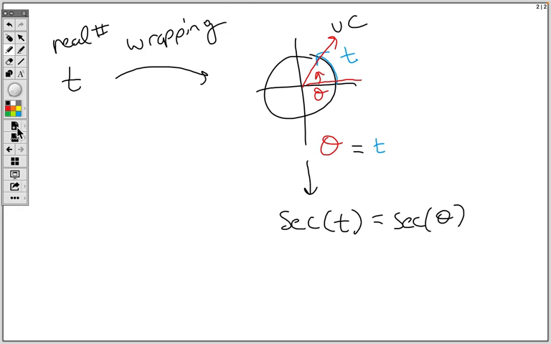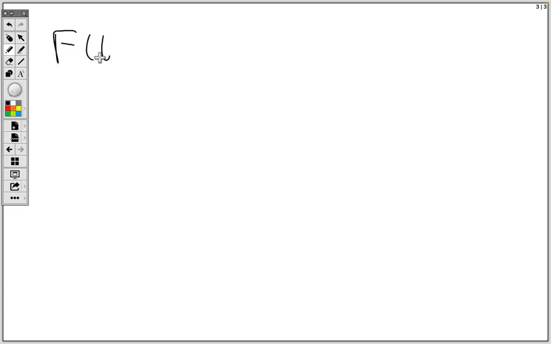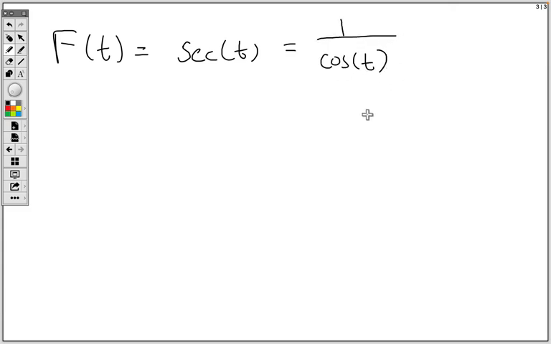So let's start with secant. Let's say we wanted to graph f of t equals secant of t. Well, as I mentioned in the last section, most folks find it easier to think about cosines than secants. And so we have that reciprocal identity that the secant of t is equal to 1 divided by the cosine of t. And so you might remember from college algebra straight away that we've got variables in the denominator, which means we have to worry about when that denominator is equal to 0.